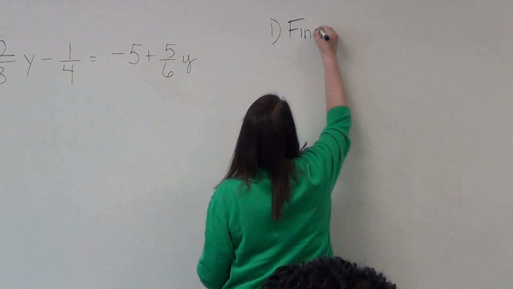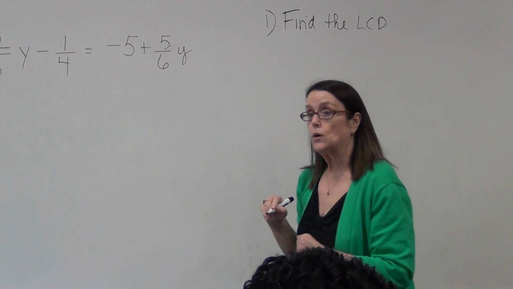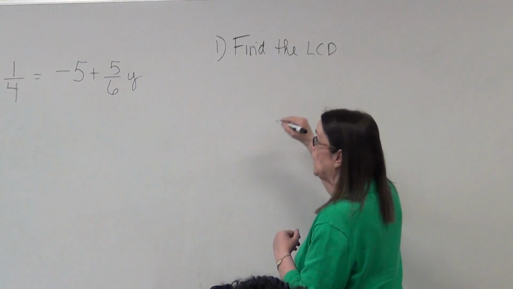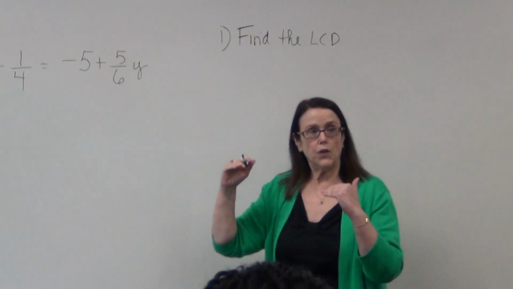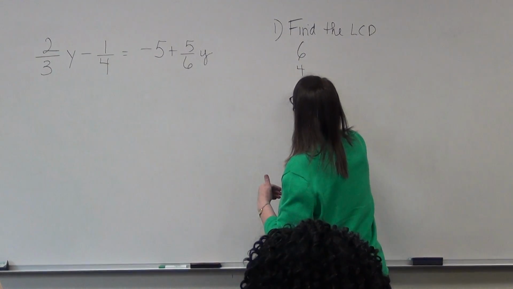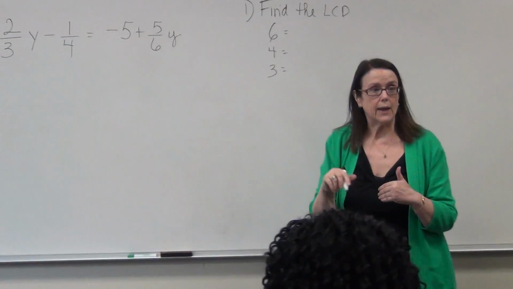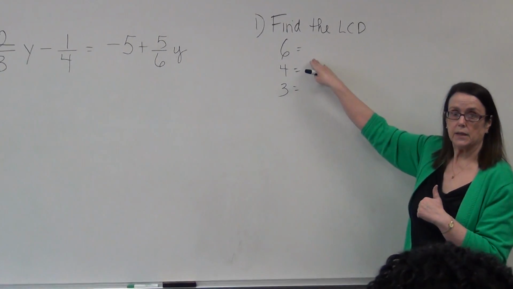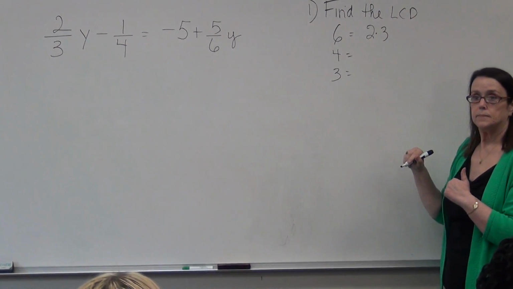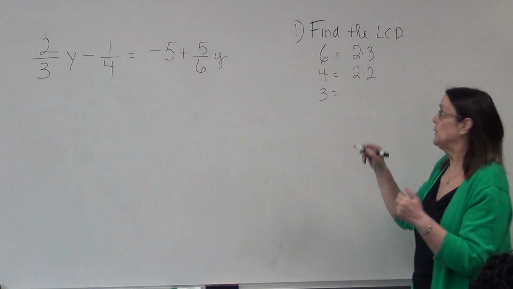Okay? So our first step is we're going to find the least common denominator of all the fractions in the equation. Now, we did this earlier this semester. To find the least common denominator, we write down all the denominators big to little. So that's 6, 4, and 3. And we're going to do the prime factorization of each. Okay? So what's the prime factorization of 6? 2 times 3. What about 4? 2 times 2. What about 3? It's just 3. It's already prime.